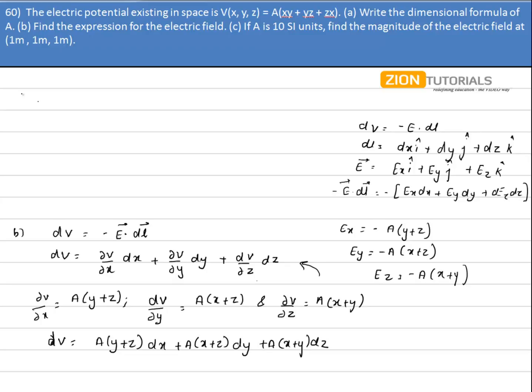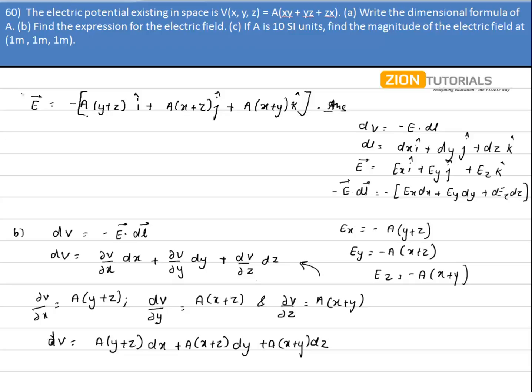So the net electric field can be written as minus A(y + z) i cap minus A(x + z) j cap minus A(x + y) k cap. This is my answer.